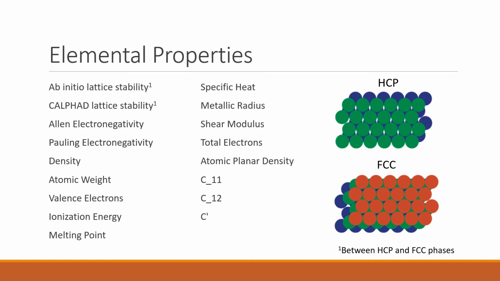These are the different elemental properties that we chose to look at. Some are more physical properties like melting point and shear modulus, and some are more related to electronic properties like electronegativity. 2 that stand out are these lattice stabilities. This is the energy difference between hexagonal close packing and FCC packing for an element.